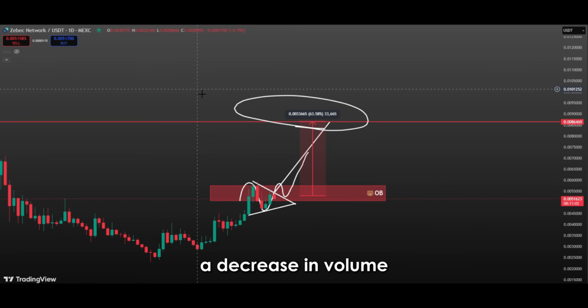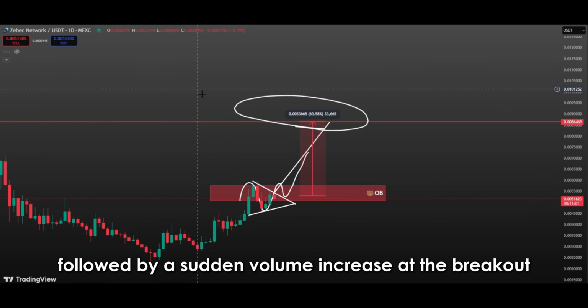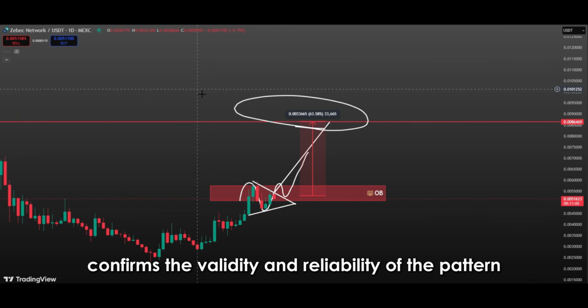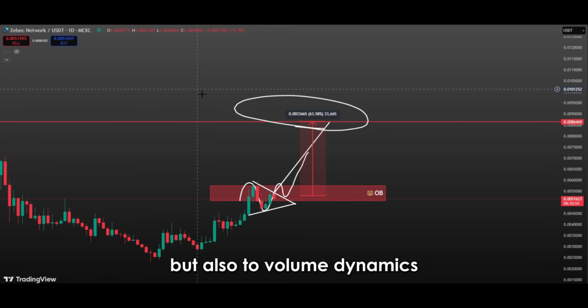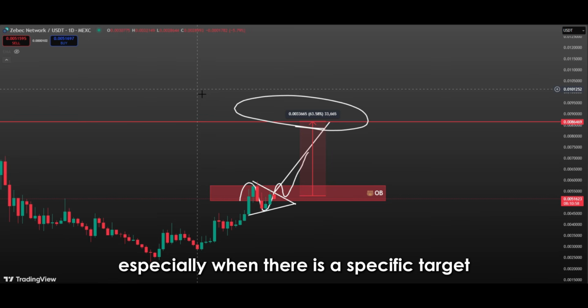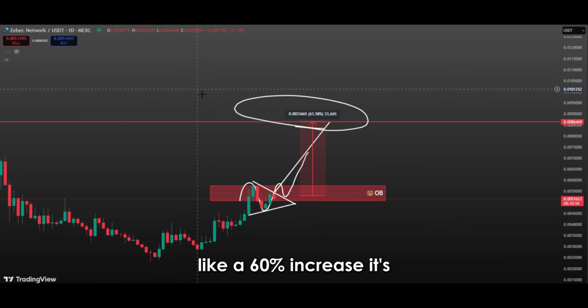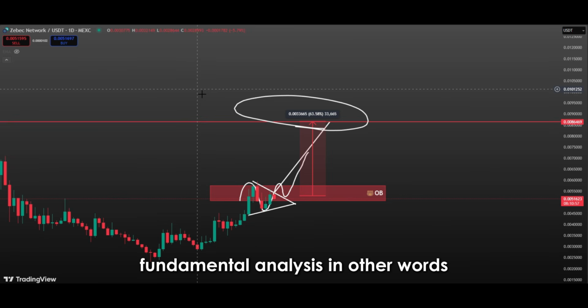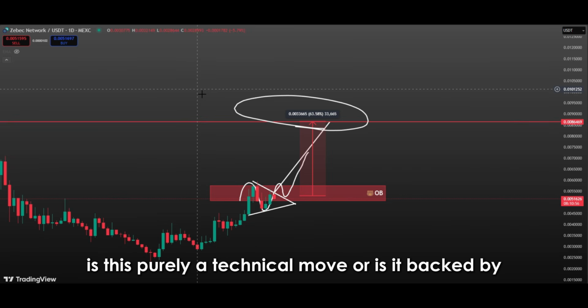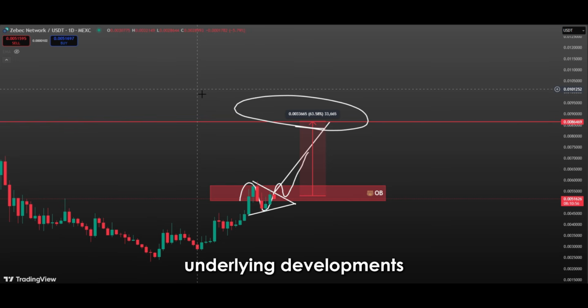A decrease in volume during the formation of the flag, followed by a sudden volume increase at the breakout, confirms the validity and reliability of the pattern. Therefore, investors should pay attention not only to price action, but also to volume dynamics. Especially when there is a specific target like a 60% increase, it's important to check whether this target is supported by fundamental analysis. In other words, is this purely a technical move, or is it backed by underlying developments?